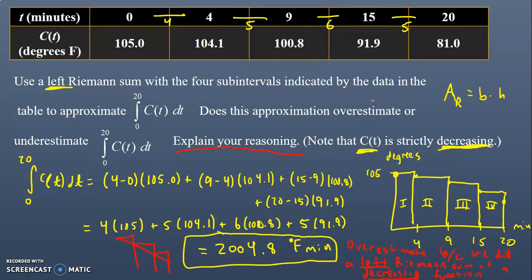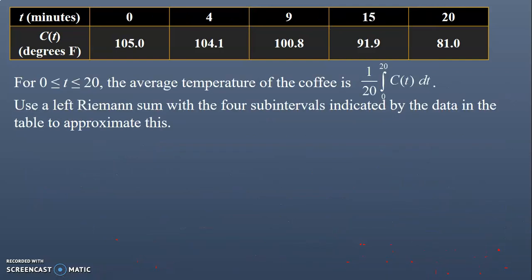So when you're justifying an over or an underestimate, talk about which type of sum you did and whether it was an increasing or decreasing function. Or if we were dealing with a trapezoid, you would talk about whether it was concave up or concave down. Now let's take this problem a little bit further.